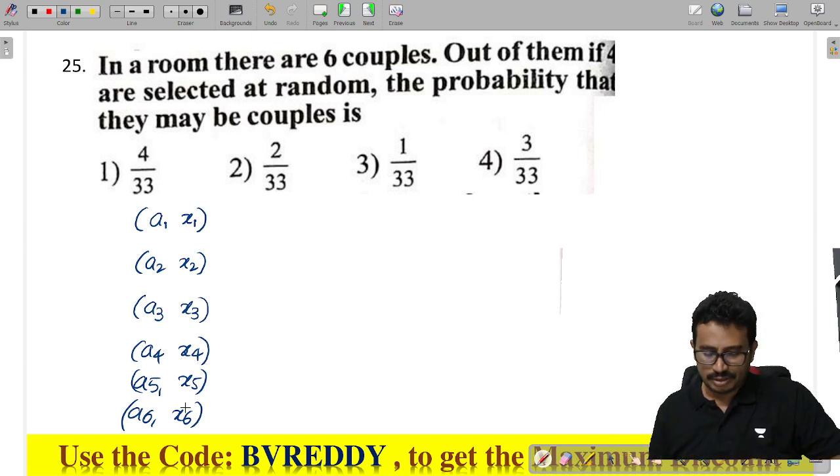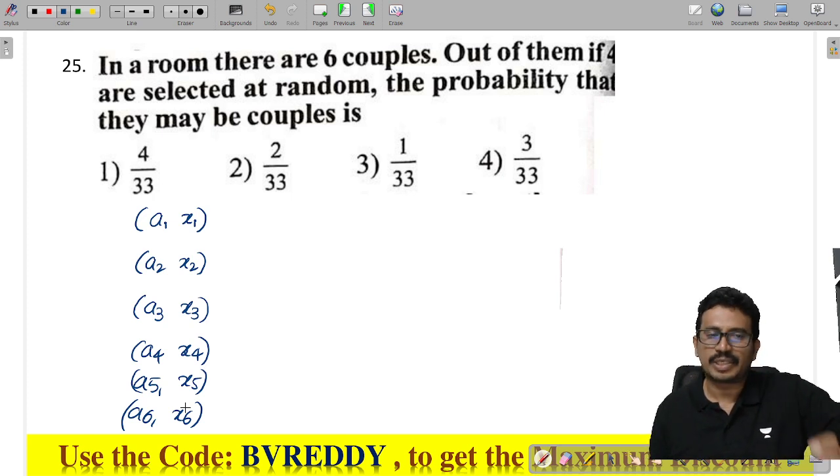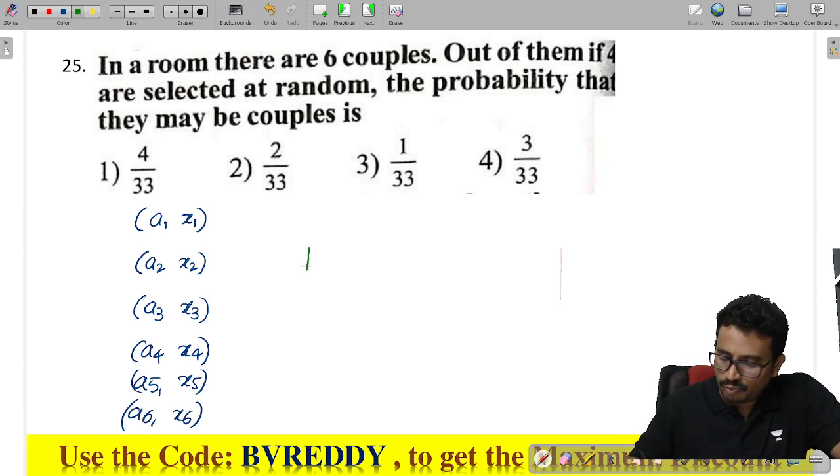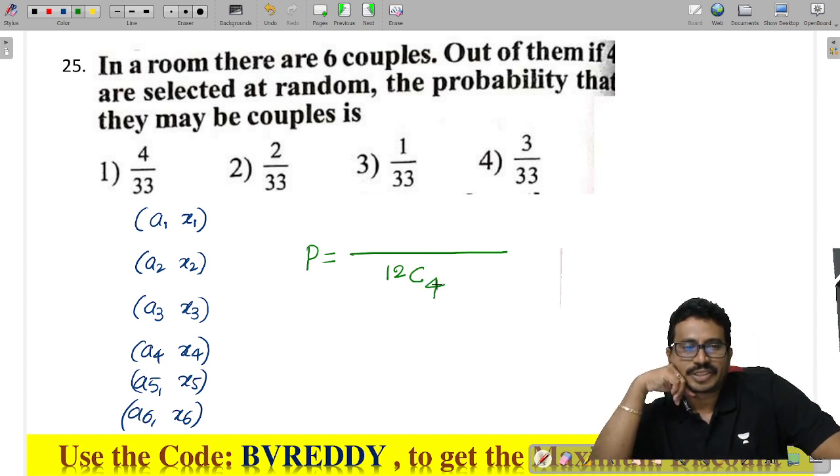Totally how many couples are there? 6 couples are there. Out of them, 4 people are selected at random. The probability that they are couples: how many total people are there here? Tell me first of all. 6 into 2 is 12 members. So we are selecting 4 members out of these 12 members, that is 12C4. This is my sample space. But the condition here is asking that those 4 members must be couples only.